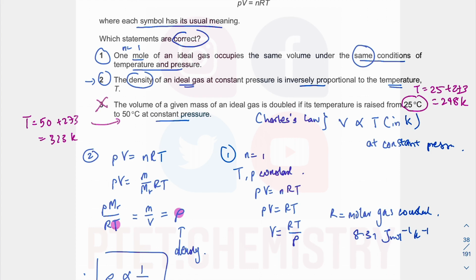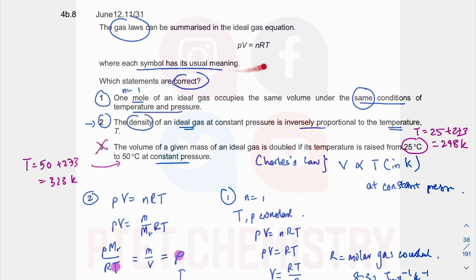Alright, so that's incorrect because you need to convert the temperature into Kelvin based on Charles' law, which gets incorporated into this ideal gas equation. Only 1 and 2 are correct. That's option B.